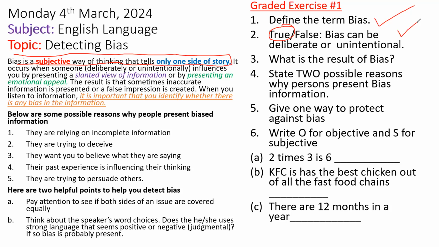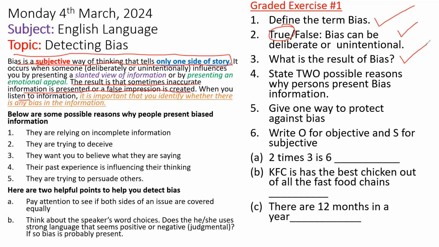Number 3, what is the result of bias? The result is that sometimes inaccurate information is presented or a false impression is created. Very good. How many persons got that? If you got it right, put a tick. If you got it wrong, please correct it.